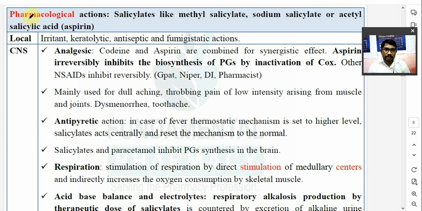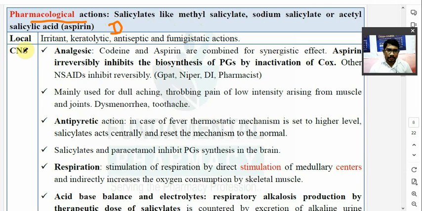Okay, so pharmacological actions of salicylic acid derivatives. In that you are going to have salicylates like methyl salicylate, sodium salicylate, acetylsalicylic acid, and diflunisal. Yeah, we call it diflunisal. Acetylsalicylic acid is known as aspirin. So what are the actions of these drugs on your body?